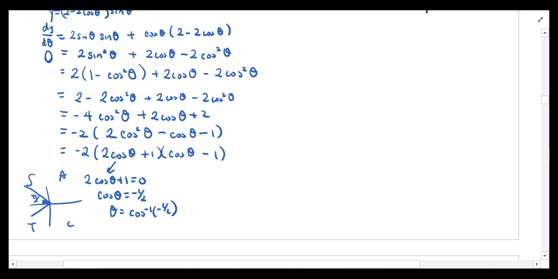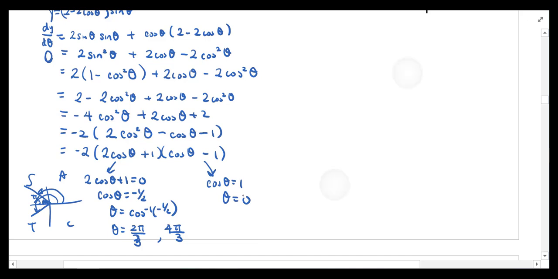See all this trig stuff you are supposed to learn in pre-calculus? Coming back to bite you. 2 pi over 3, that's one answer in quadrant 2. The other one in quadrant 3, I think, would be 4 pi over 3. And then this other one, cosine theta equals 1, so theta equals 0. Got that.